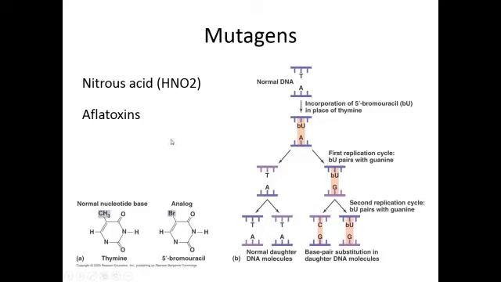Next up, frame shift mutagens. The example that I'm using is benzopyrene, which is found in cigarette smoke. Also, when we're in lab, make sure you're careful with the DNA stains that we use in gels, because they are also frame shift mutagens. What happens is they get inserted into the double strand and they cause a bulge, kind of like the thymidine dimers. And the same thing happens.